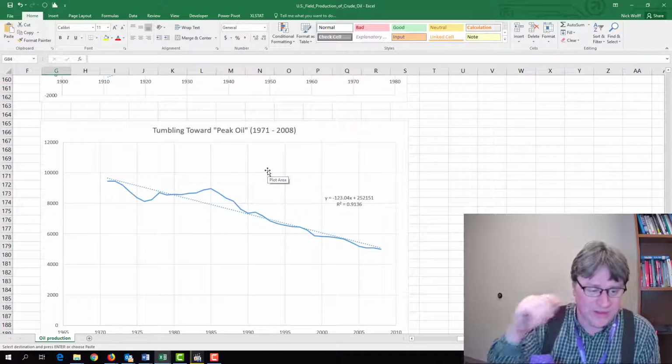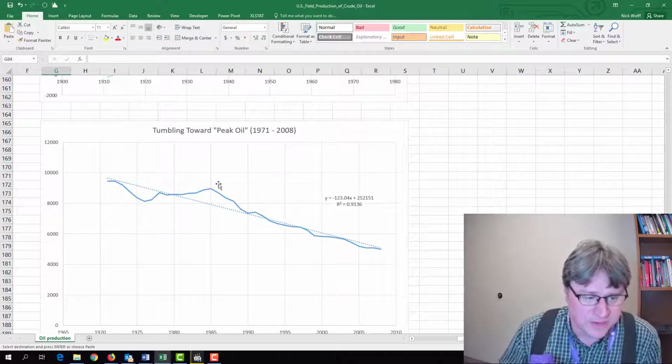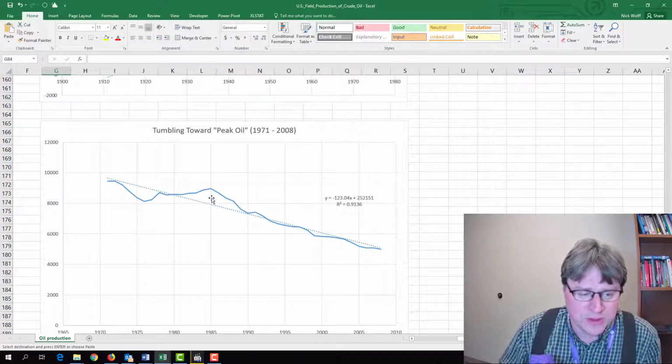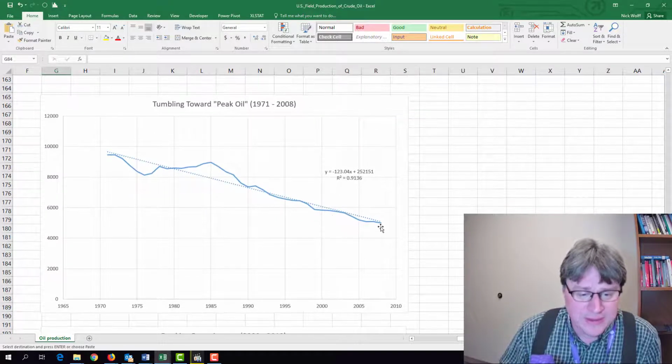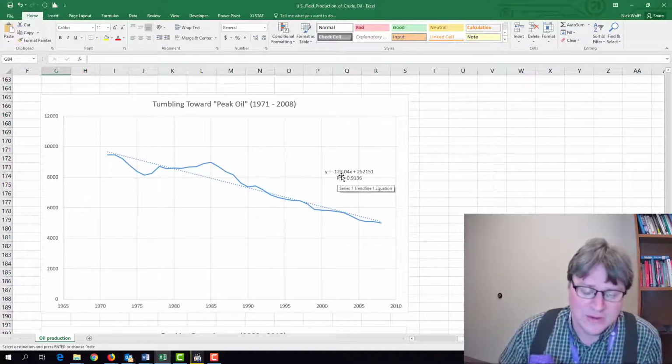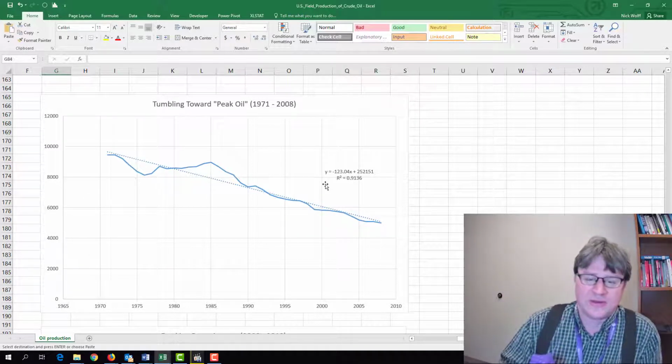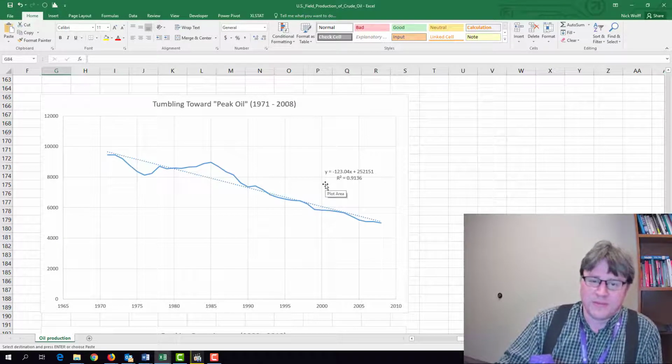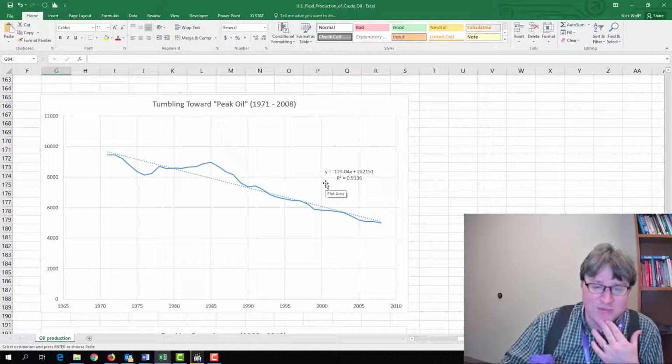So it fell precipitously for a couple of years, then got a little bit of a rebound. But essentially, up until 2008, it was on a steady, linear decline, 123,000 barrels of oil per day falling every year.